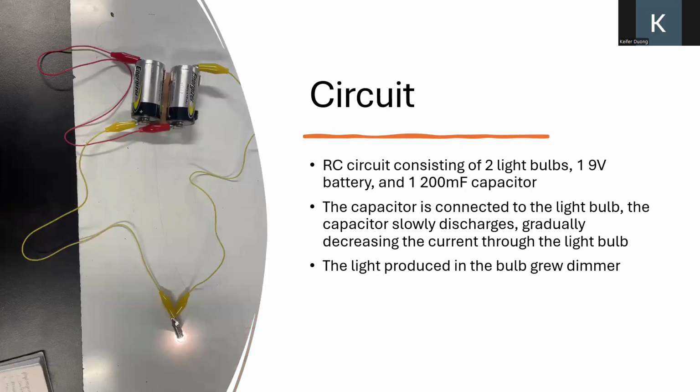For our last circuit, the RC circuit consisted of two light bulbs, one 9 volt battery, and one 200 mF capacitor. The capacitor is connected to the light bulb. The capacitor slowly discharges, gradually decreasing the current through the light bulb, and the light produced in the bulb grew dimmer.